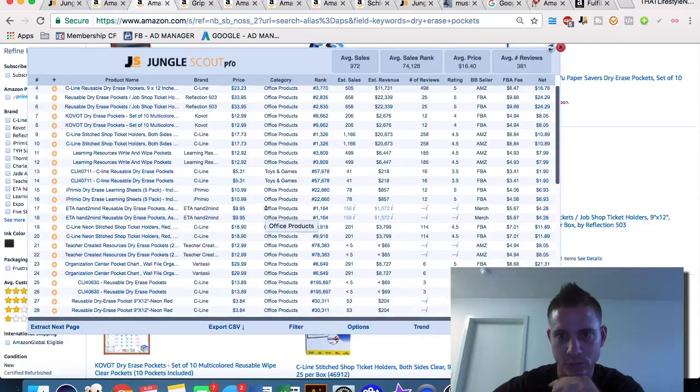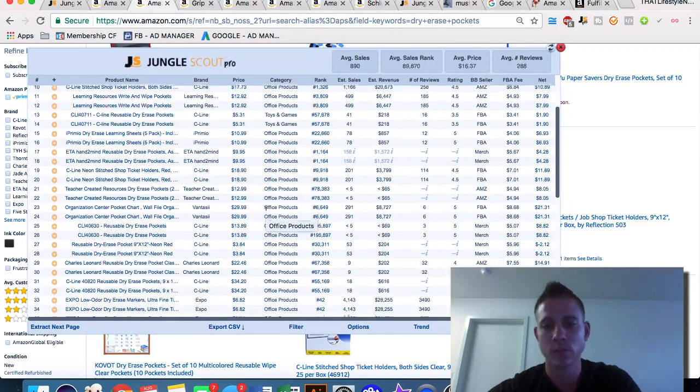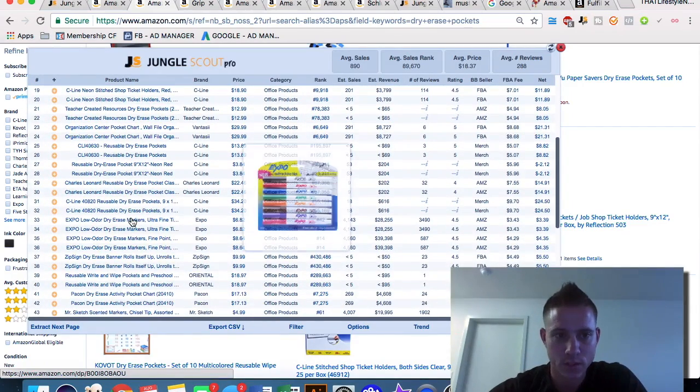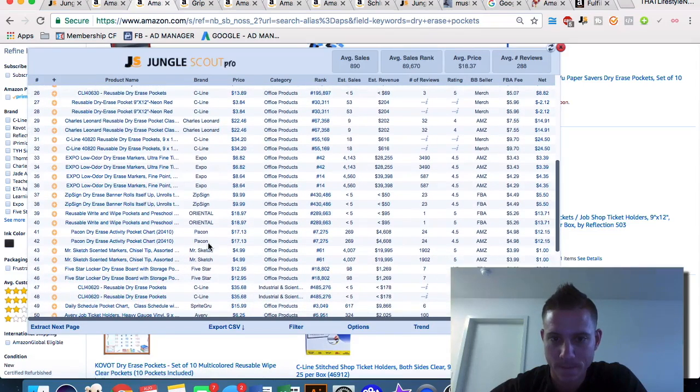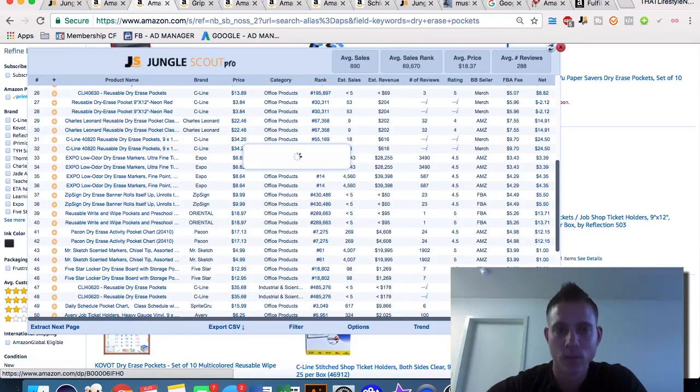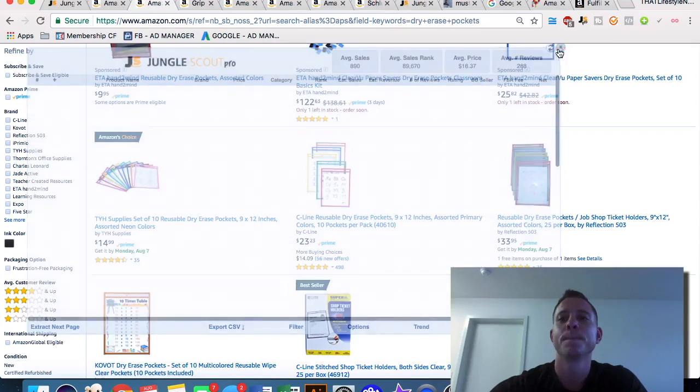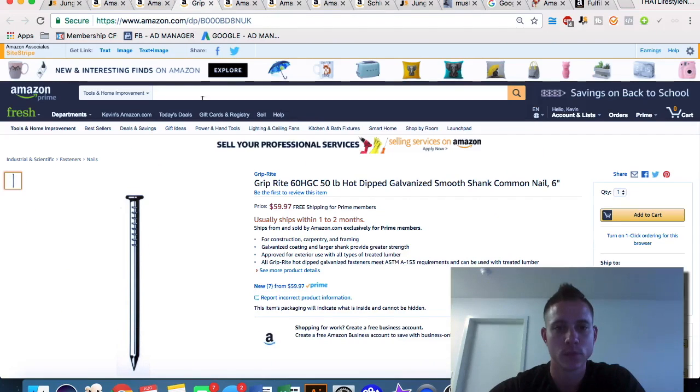But there's some impressive numbers here. I mean, right, there's over 200. These look like the markers themselves, yeah. So we'll leave this one for now and move on to the next one. Hot dipped galvanized smooth shank.